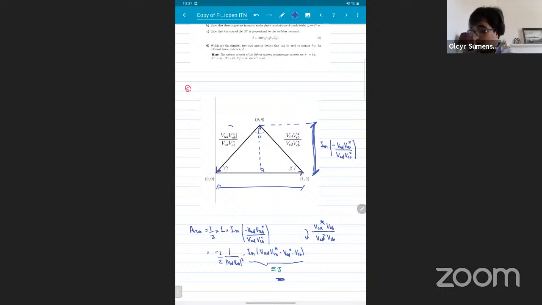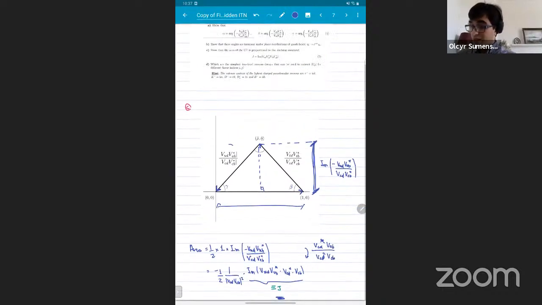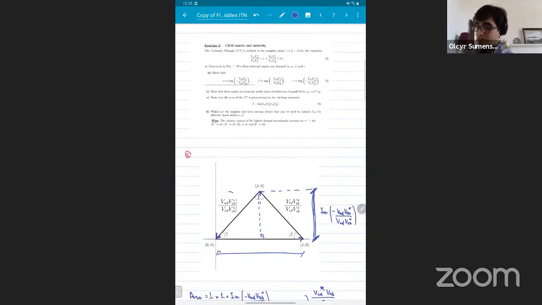And if you replace the parameterization of a general unitary matrix, you see that this quantity is zero if CP is not violated. So this is really a measurement of how much CP is violated in the quark sector. That's given by the area of this triangle. Okay. And I'll not discuss the point D here, but I'll give you the solutions next week.